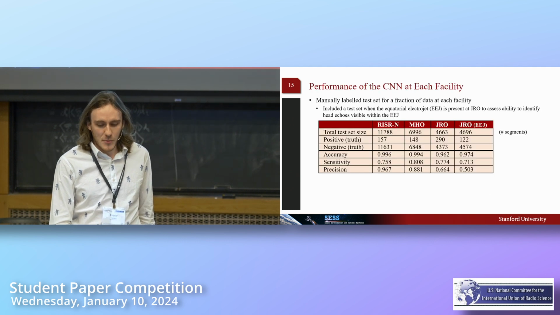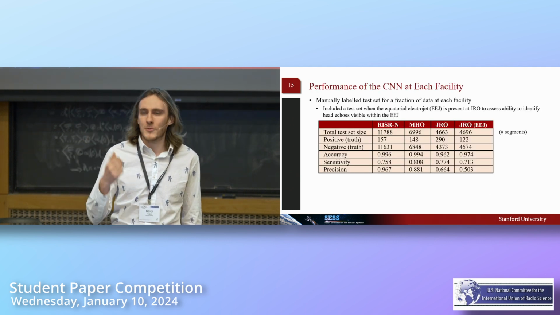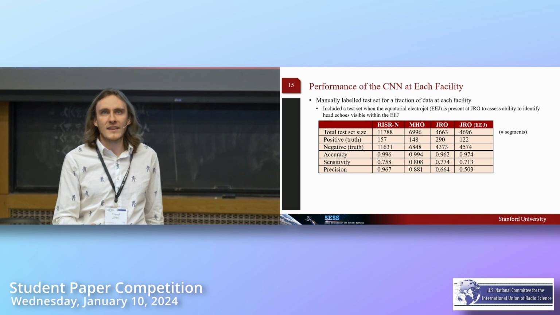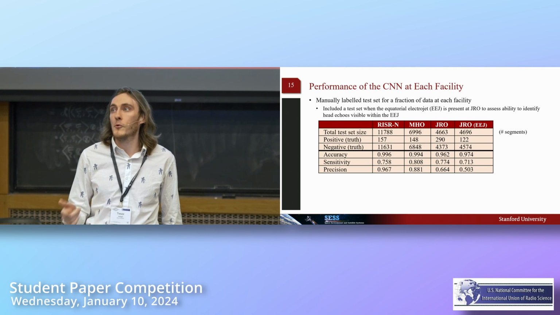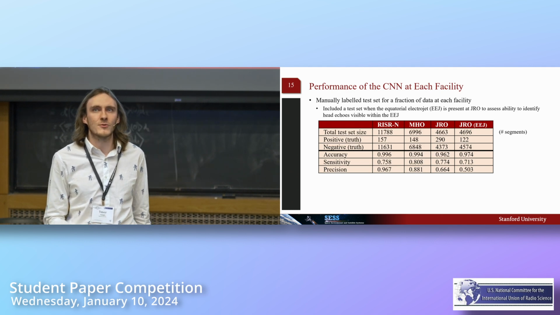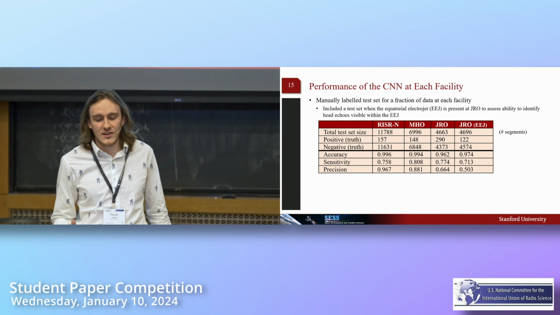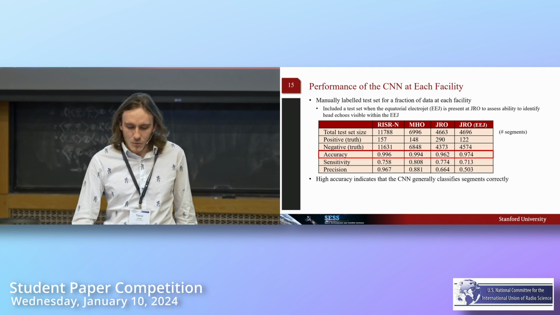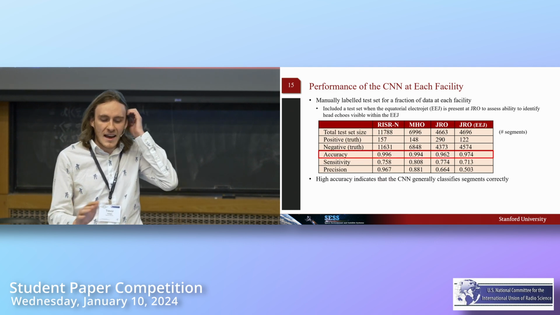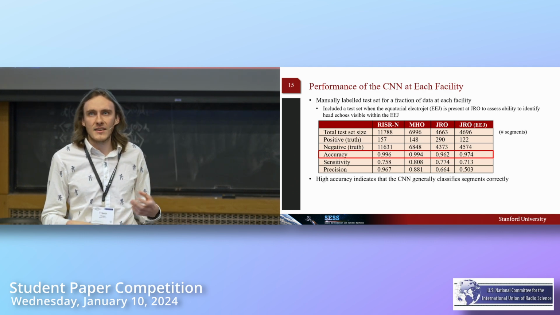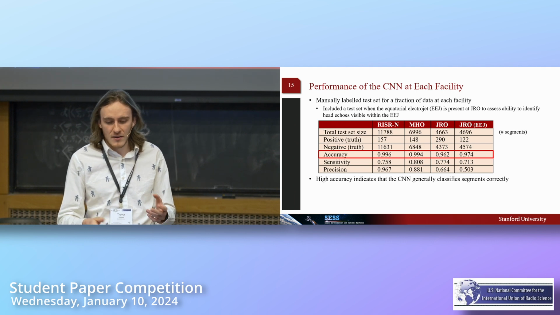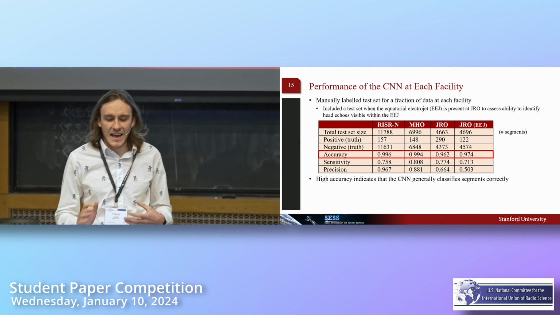Now let's look at the performance metrics at each facility. We have 3 facilities, and at Jicamarca we're actually having 2 test sets, one without the equatorial electrojet present before dawn, and one with the equatorial electrojet present during dawn. What we find is that it's overall very accurate. I should also point out that these test sets have thousands of examples in them, with about 100 or a few hundred that do contain head echoes.